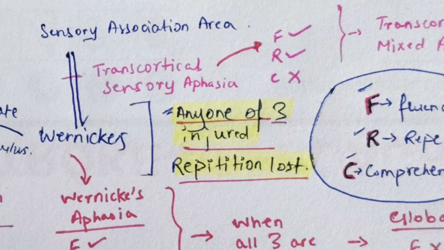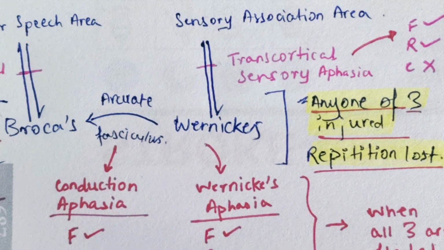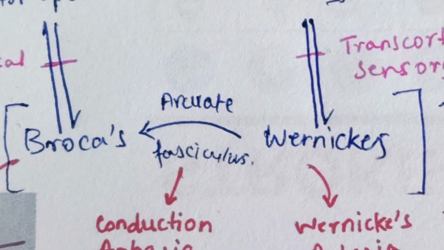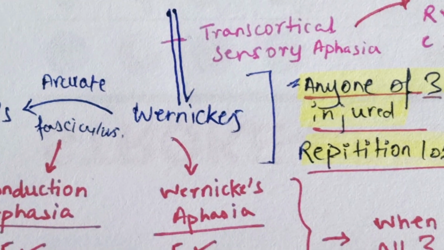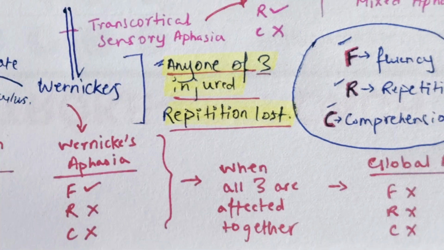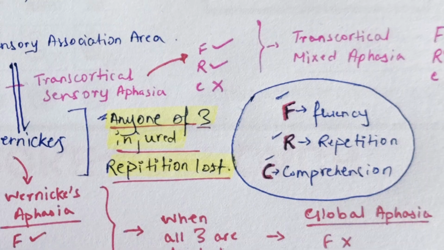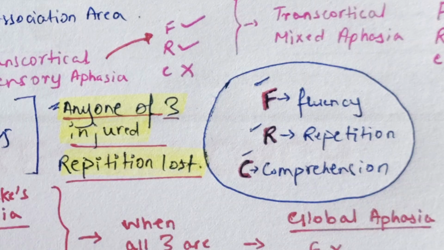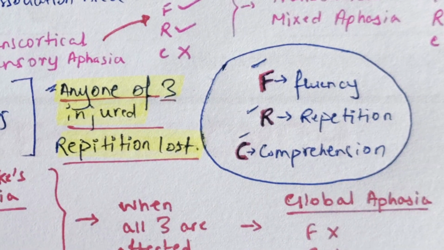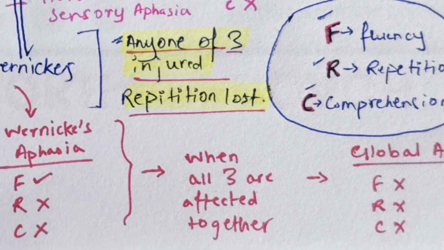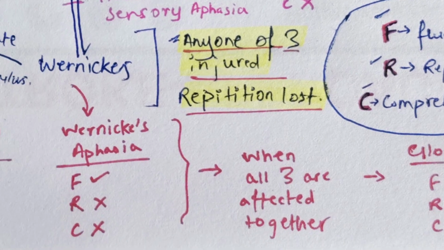So the first thing you need to know is that if any one of the three is injured, which means Wernicke's, Broca's, or the connection between the two, the arcuate fasciculus, then repetition is lost. Okay, first things first. Now we will have three words which will almost certainly help you in differentiating the different types of aphasias: fluency, repetition, and comprehension. We categorize them as F, R, and C. Based on the presence or absence of each of these three in an aphasia, we will be able to know what kind of aphasia it is.